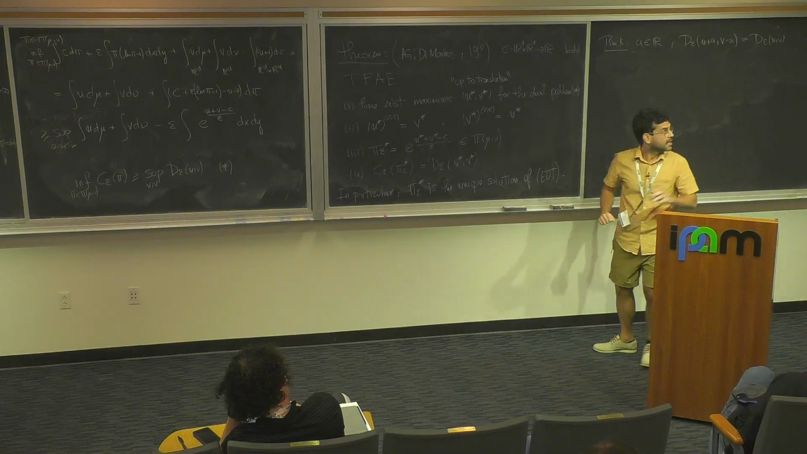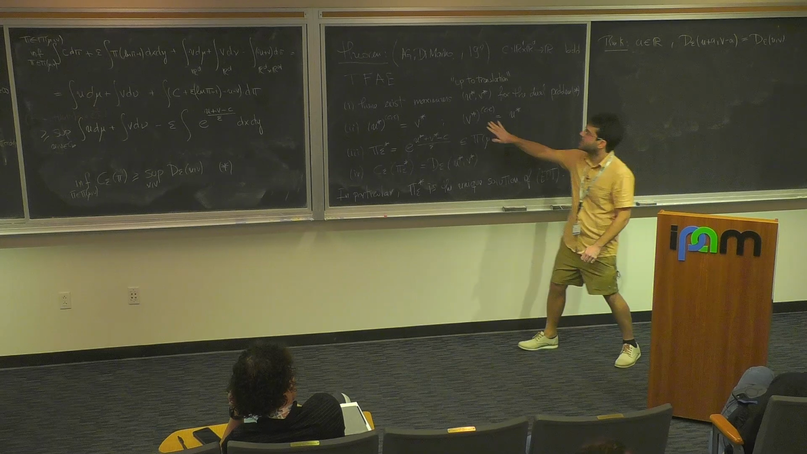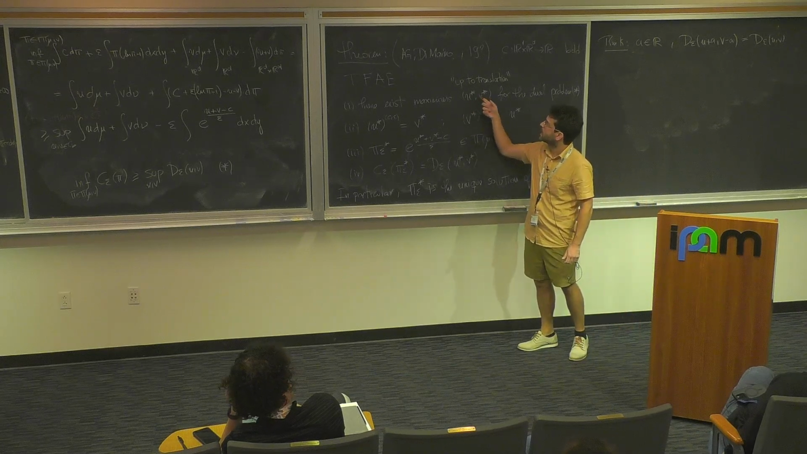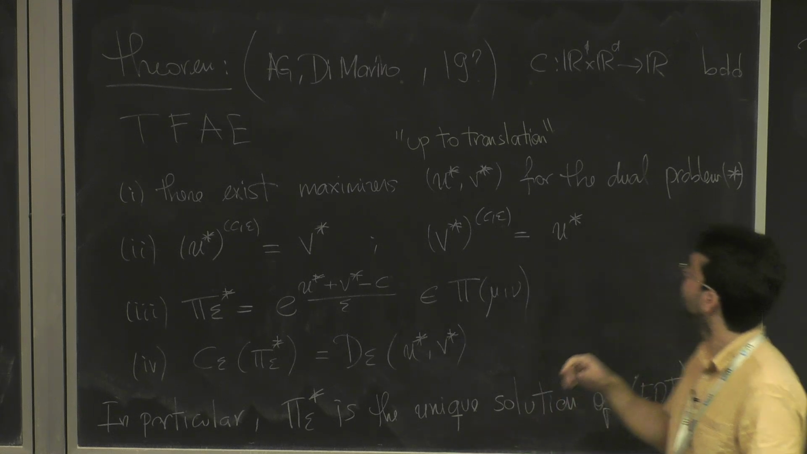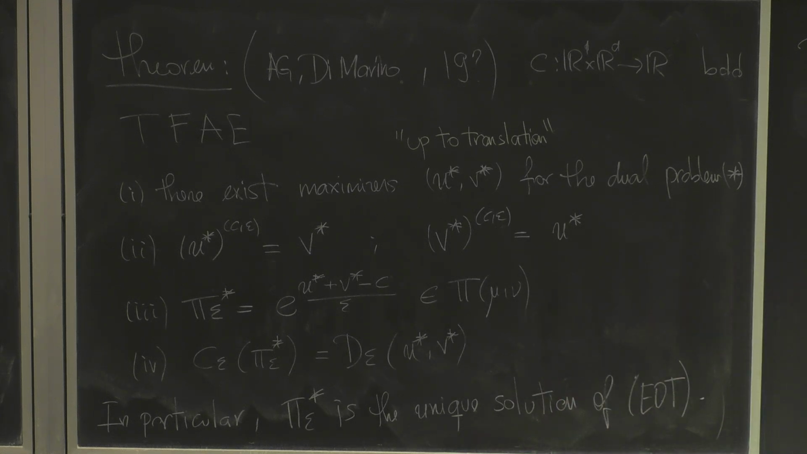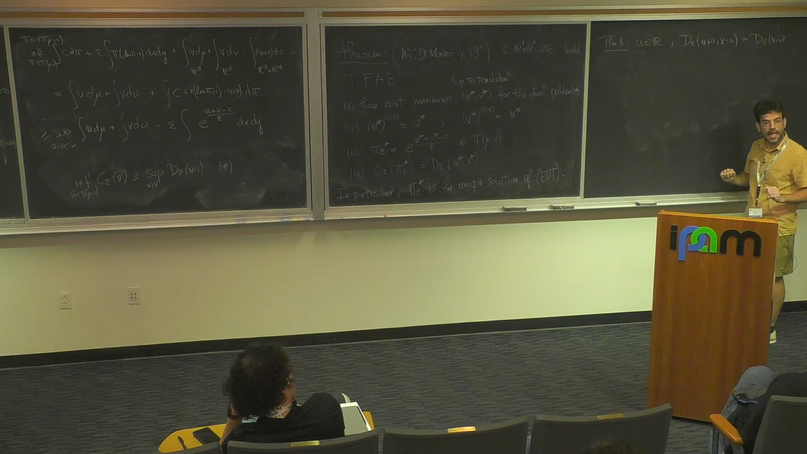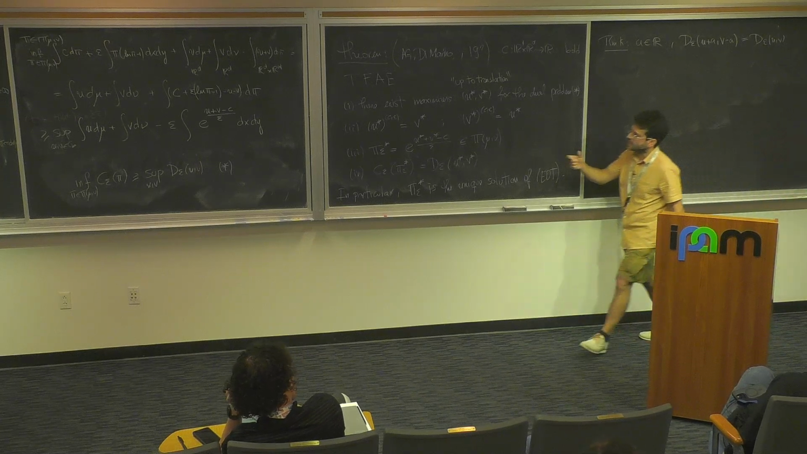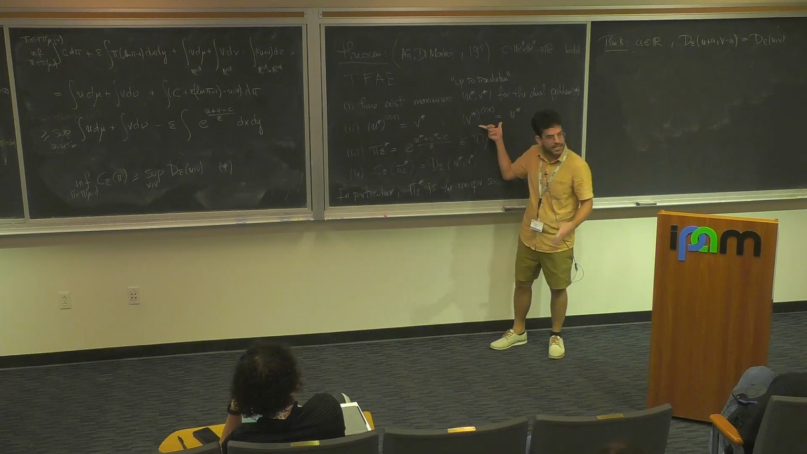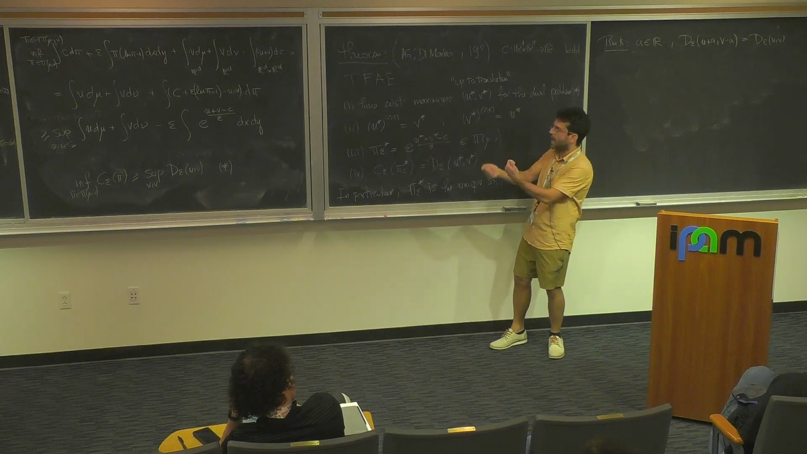So I can give the idea. I say there exist maximizers, and I'm calling this couple U star and V star. Because if U star and V star are maximizers, then if I take U star plus A and V star minus A, they are also maximizers. But what I like about this U star and V star is that they have this nice property. And this is basically the way that we handle the symmetry.